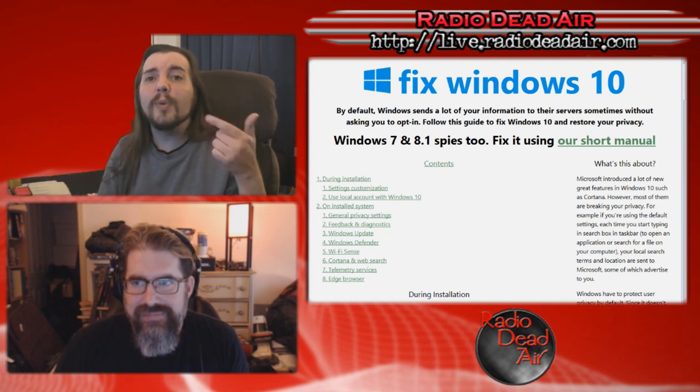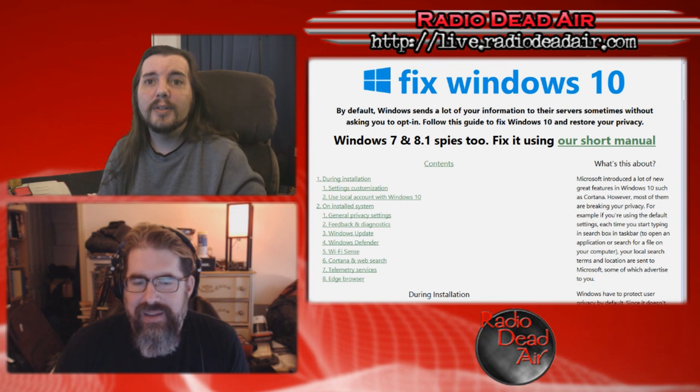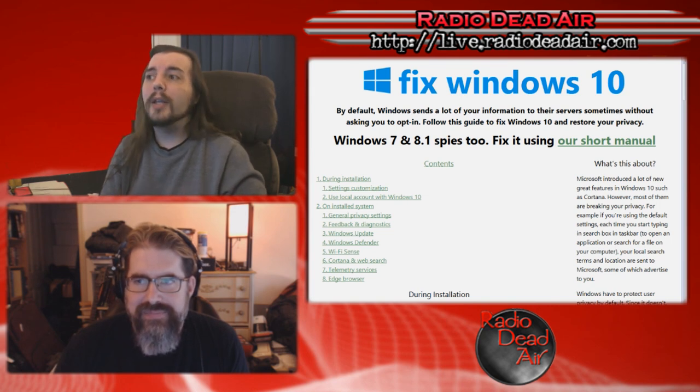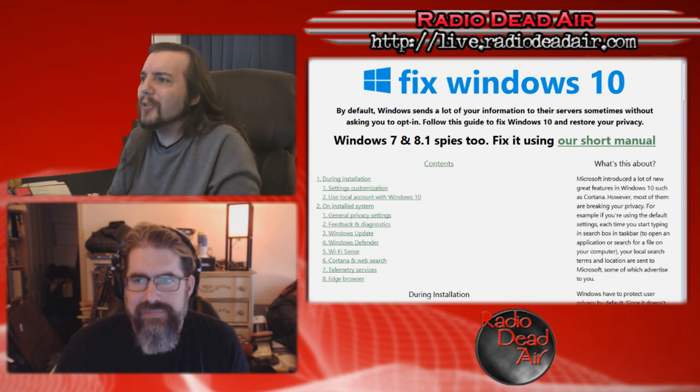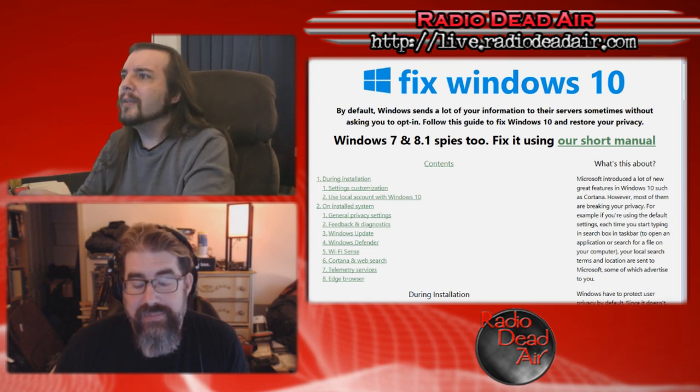Did you know this? The thing overrides your host files. What a pain in the ass. So you have to block it in your router because it overrides your fucking host files. What is that bullshit? That is indeed bullshit.